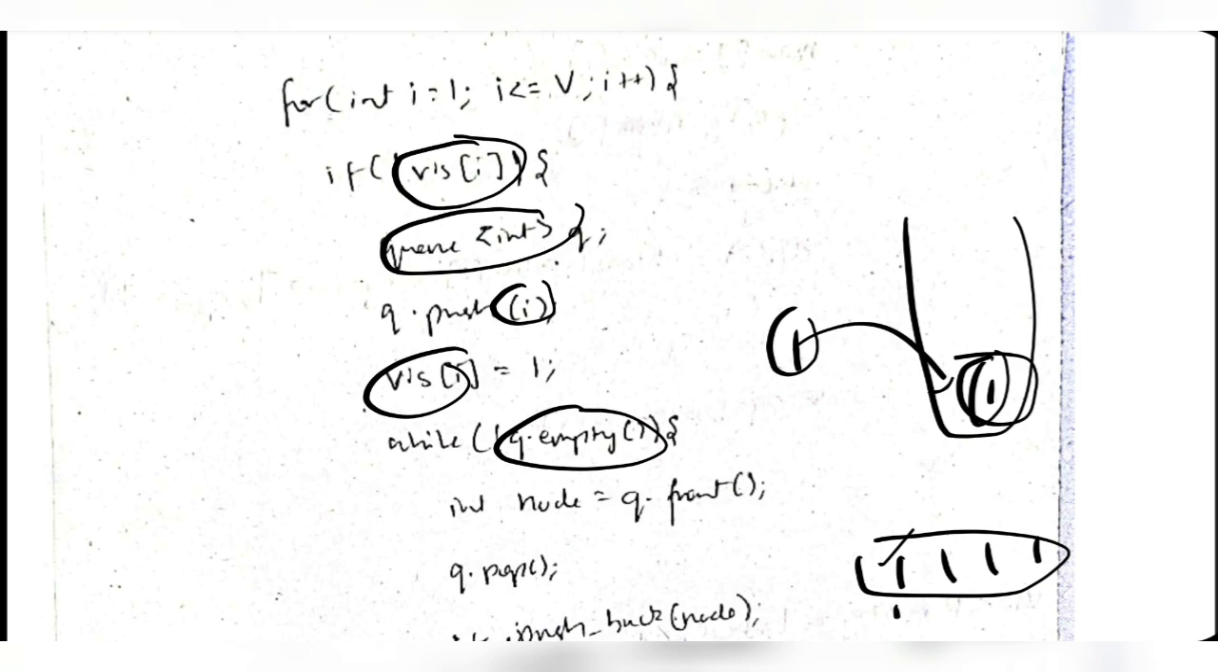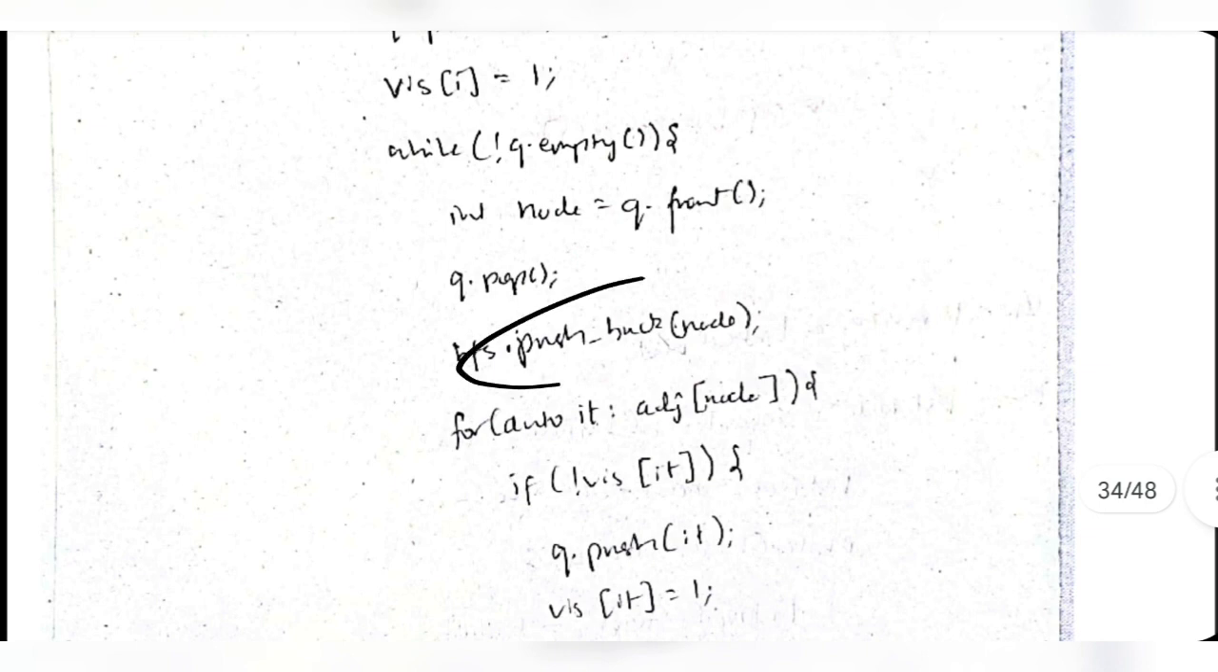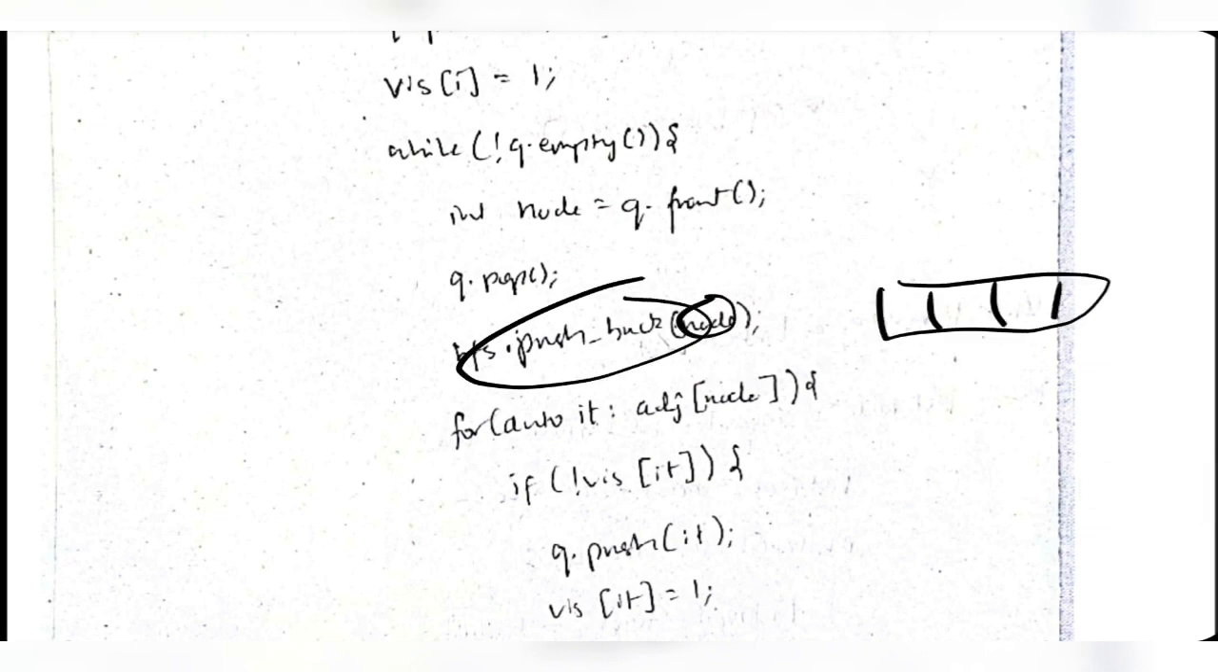While the queue is not empty, at that time you will do the following operation. You will take this node and initialize it to node, and node will have whatever value is here. After that you will do bfs dot push back node. Whatever node you have visited, you will push back in the bfs array which we have made. So one will be here. Now you will check all its adjacent nodes, whatever is there in the adjacent nodes of the node I have passed here.